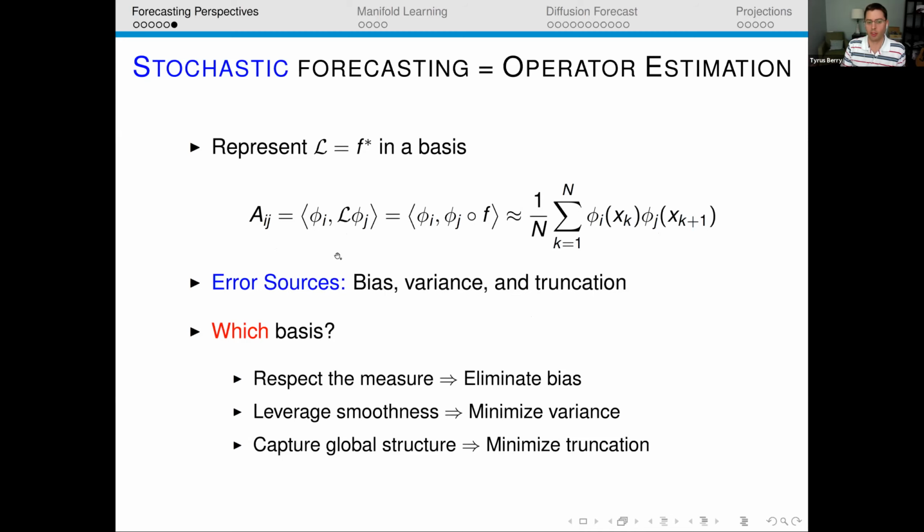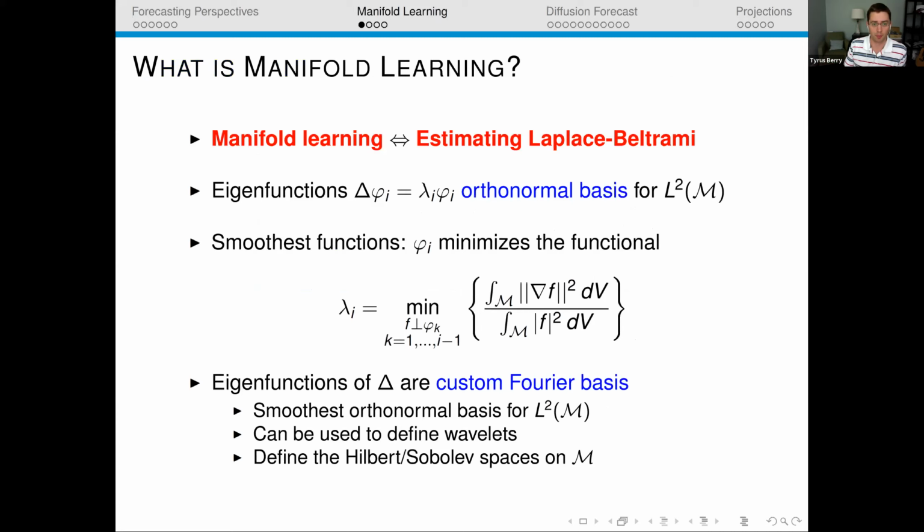So how should we go about thinking about what's the right basis? I want to argue that for certain classes of L, a good basis will leverage smoothness in order to try to minimize the variance. That's what I want to talk about next. But we also want our basis to capture the global structure. We don't want a bunch of basis functions that are all just in one part of the attractor. They need to be spread out over the whole attractor to capture the global behavior.